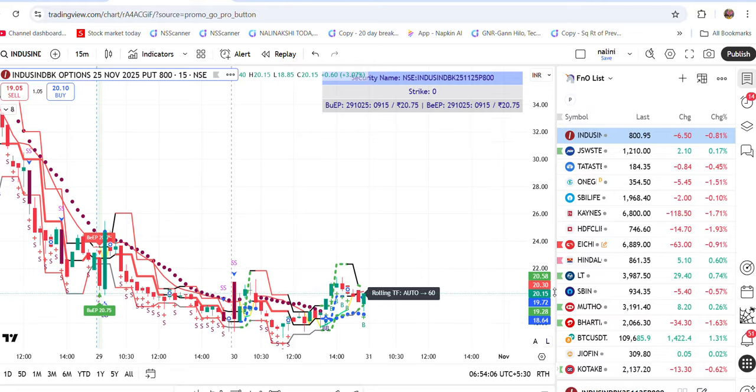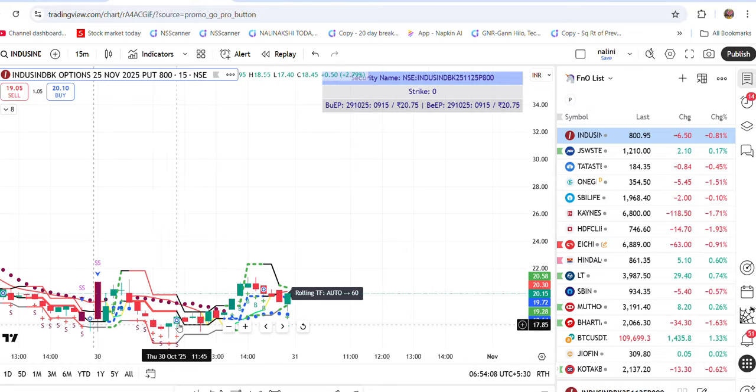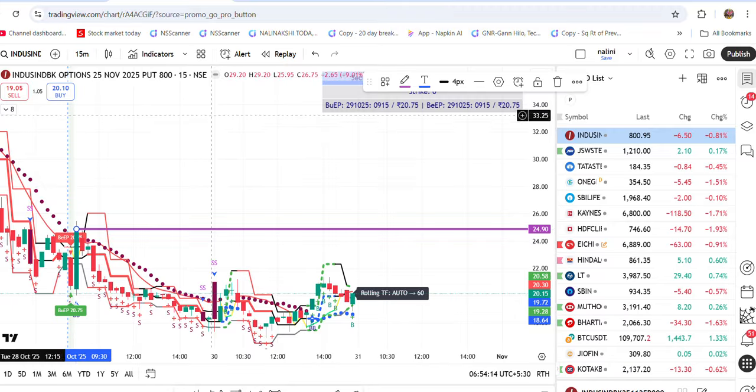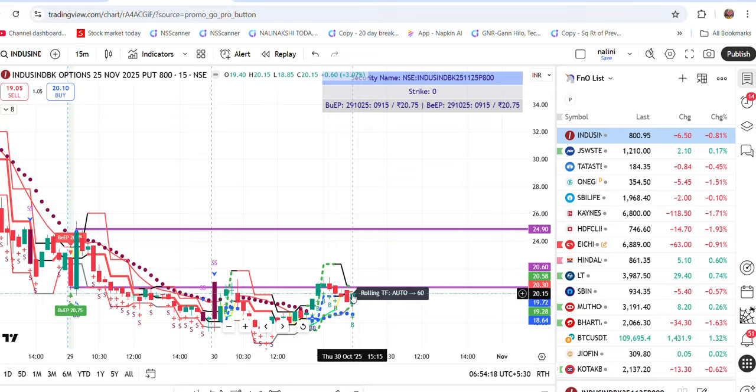800 put option. You can see over here, there is an episodic pivot here and there is an episodic pivot here. Suppose it crosses above this, you can target 24 rupees. This is one stock you can track. So let us check only a few stocks as an example.